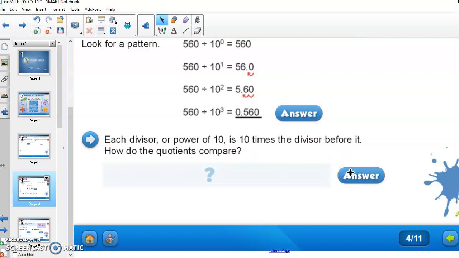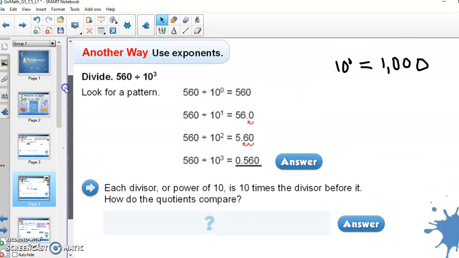So think about that. Each divisor, remember that a divisor is the number that we're dividing by. So in this case, it's 10 to the power of 0, 10 to the power of 1. Each divisor or power of 10 is 10 times the divisor before it. How do the quotients compare?